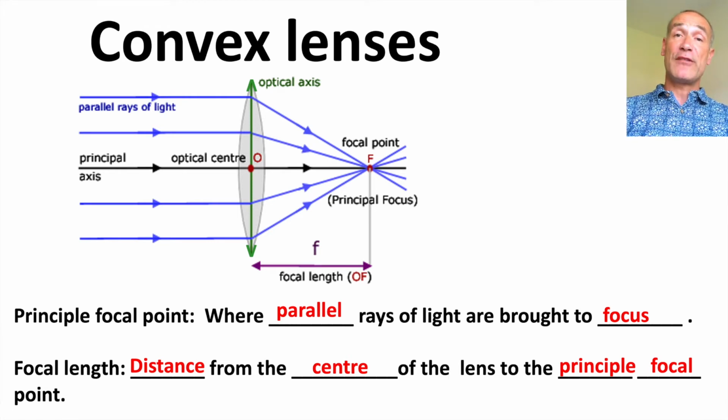Now what I want to do is to show you an experiment on what happens when you bring the object closer, because we know that a distant object produces an image at the focal point and it's inverted, upside down and smaller. What happens to the properties of that image as you bring the object closer to the lens?